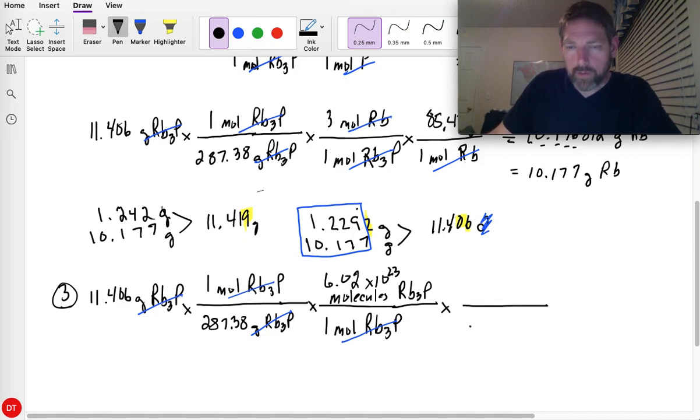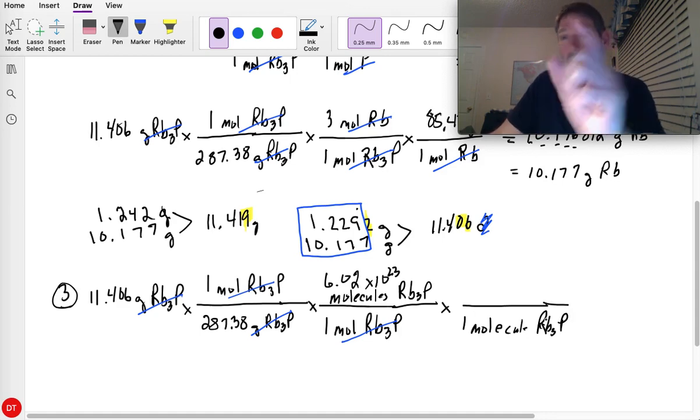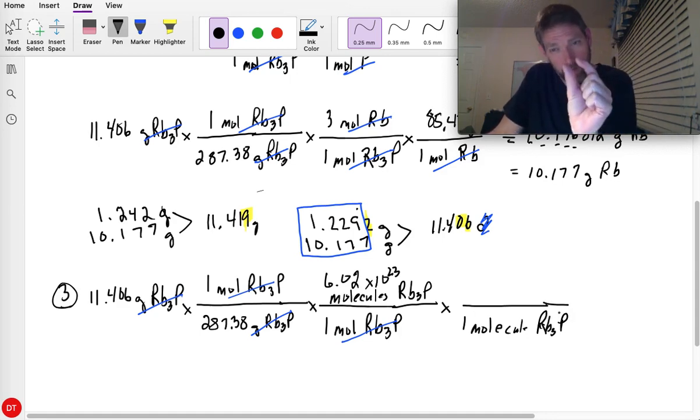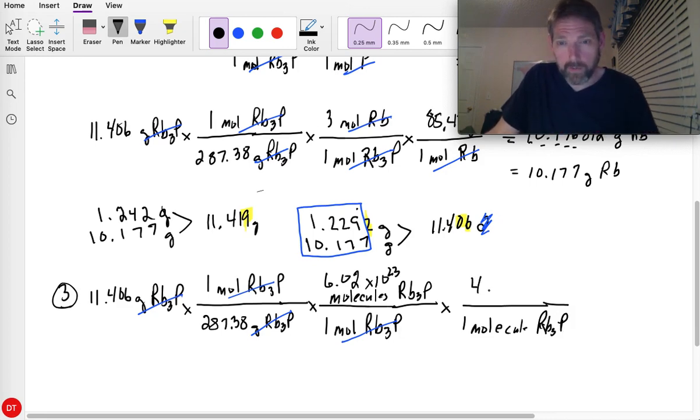The unit we have is molecules, so we're just counting molecules. Now, in 1 molecule of rubidium phosphide, how many atoms do we have? Well, if we were holding 1 molecule of it, 3 rubidiums, 1 phosphorus, that's a total of 4 atoms.